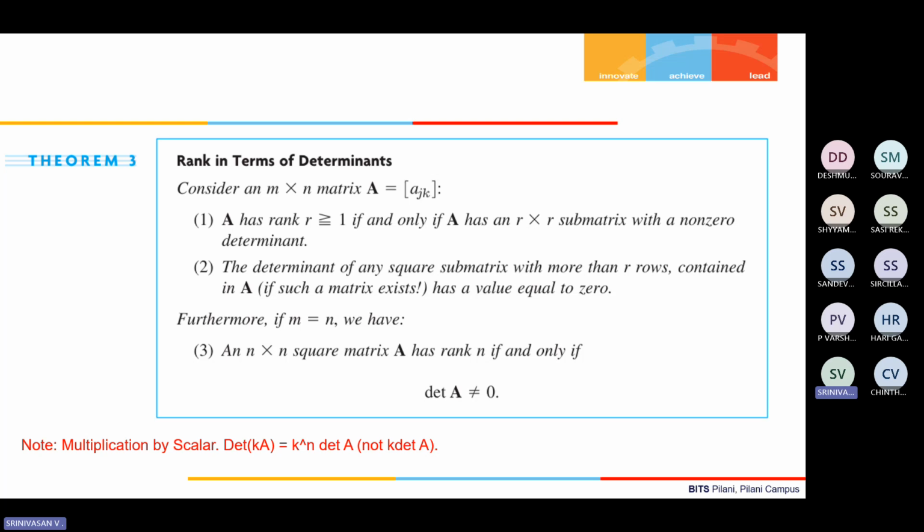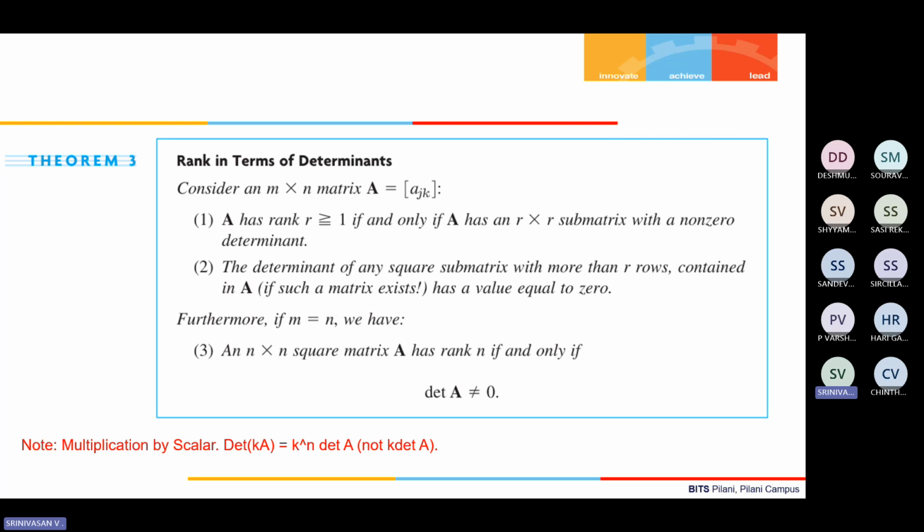As we said in the beginning, an n by n square matrix A has rank n if and only if determinant A is not equal to 0. Suppose your original matrix A is of order 3 by 3, whose determinant is not equal to 0, then the rank itself is 3. If it is equal to 0, the rank is not 3, then you have to go for searching its square submatrix whose determinant is non-zero.